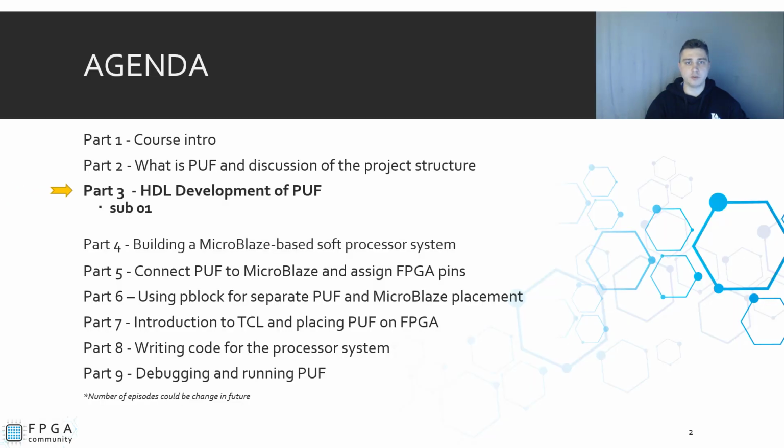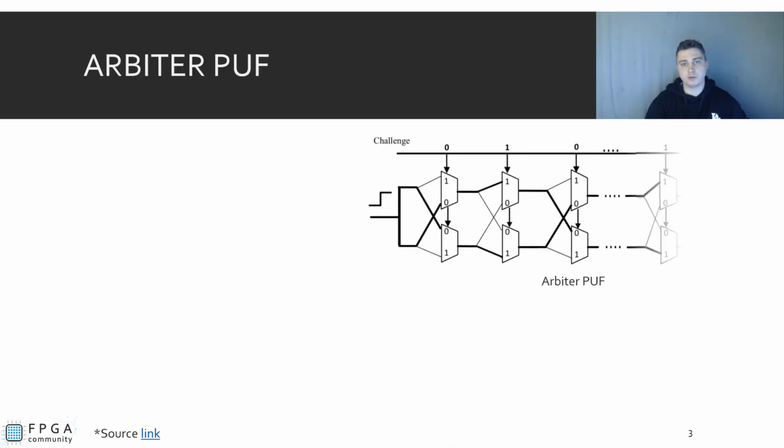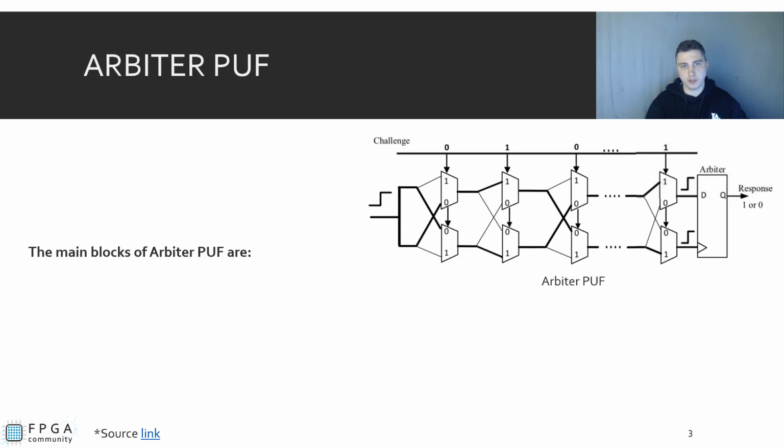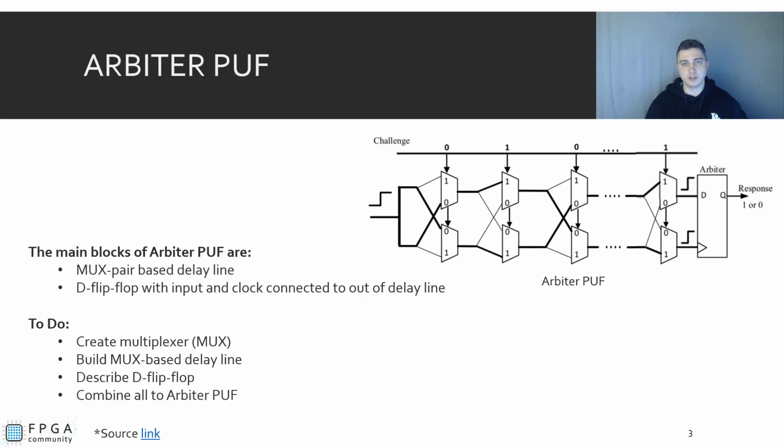Today, in part 3, we will start with HDL development of PUF using VHDL and Verilog. As we discussed before, we will build a simple Arbiter PUF, which consists of a few things: a MUX-pair based delay line and a simple D flip-flop. To build an Arbiter PUF, we will need to create a multiplexer, build a MUX-based delay line, describe a D flip-flop, and connect these two things together to build an Arbiter PUF.